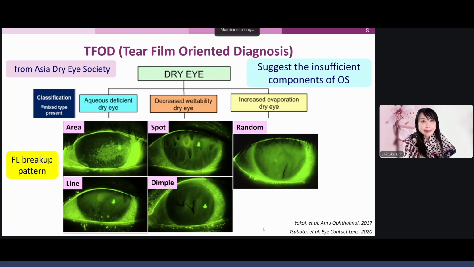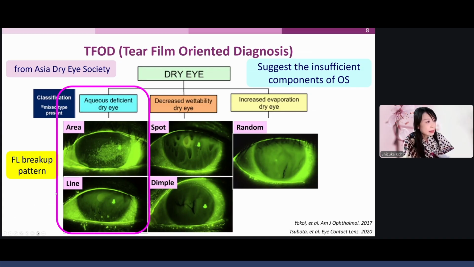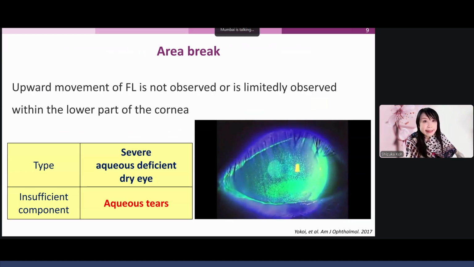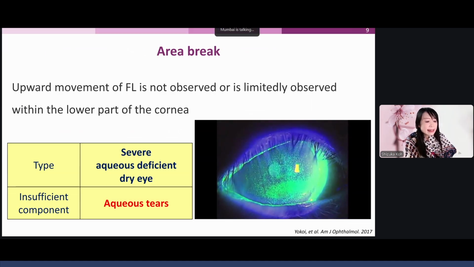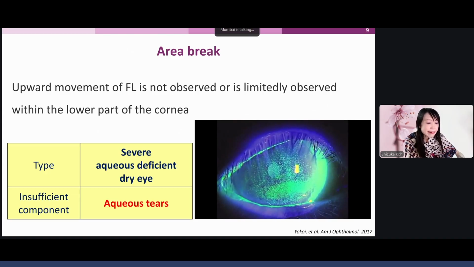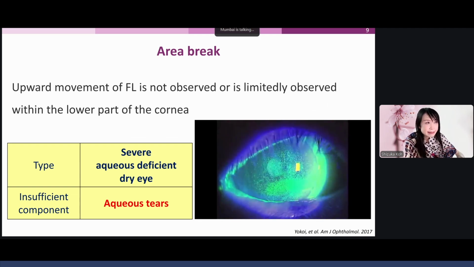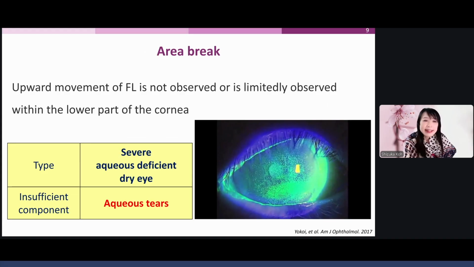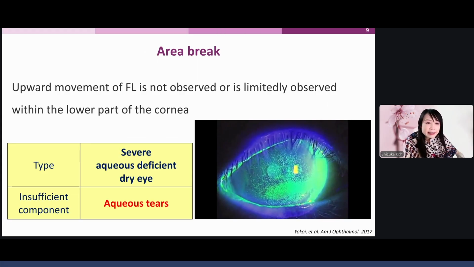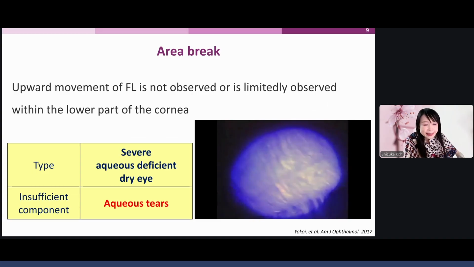Let me explain with movies. Area break usually indicates severe aqueous deficiency. Fluorescein fails to spread upward because tear volume is remarkably reduced. You can imagine the severe aqueous deficient dry eye usually associated with Sjogren disease.